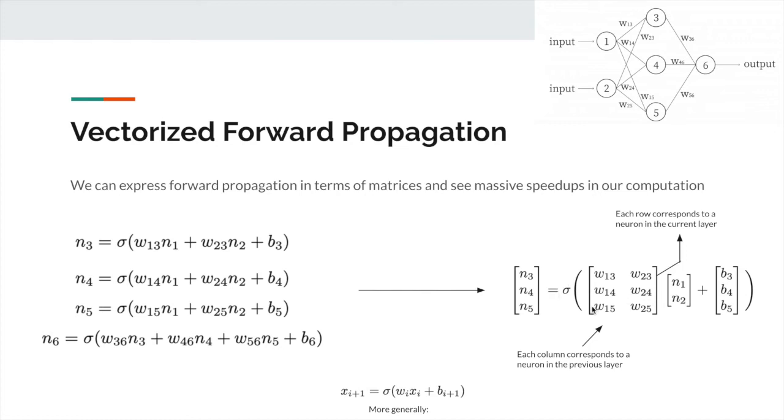And so more generally, we can express the forward propagation steps like this, where in order to get the inputs for the next layer, we multiply the current weight matrix with the current inputs, add the bias terms, and then push it through a nonlinearity function like so. And then, expressing things with matrices, as I mentioned before, drastically speeds up the computation speed when you're using GPUs.